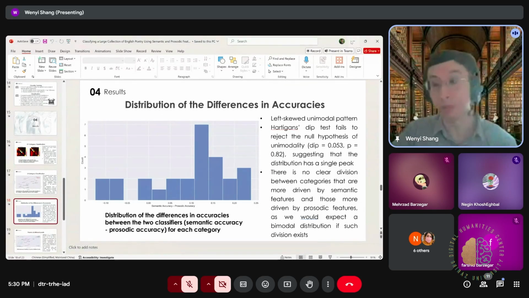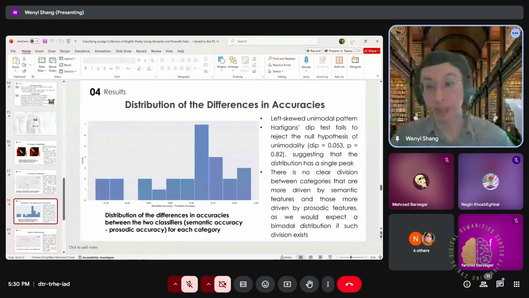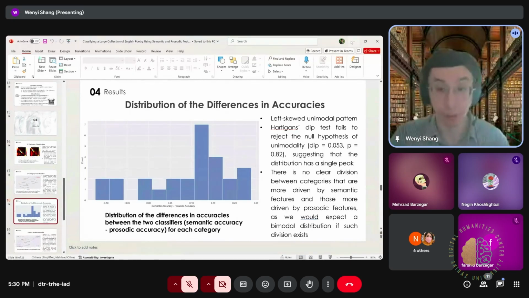Then there will be 2 such peaks. So basically, some poems are better defined, clearly defined by the prosody but not by the words, and other poems clearly defined by the words but not prosody. Then there will be 2 clear divisions in the distribution. There will be 2 peaks in the distribution, but this is not the case here. In reality, there's only one. There's a unimodal distribution with only one peak, not 2 peaks.